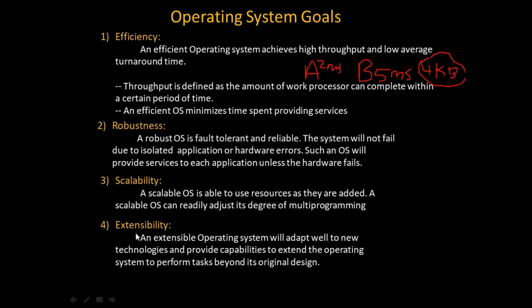We can also see this, for example, where we have new applications with updates, and old operating systems like Windows 7 are still compatible with modern applications coming up now. So that's a good example of extensibility. An extensible operating system will adapt well to new technologies and provide capabilities to extend the operating system to perform tasks beyond its original design.